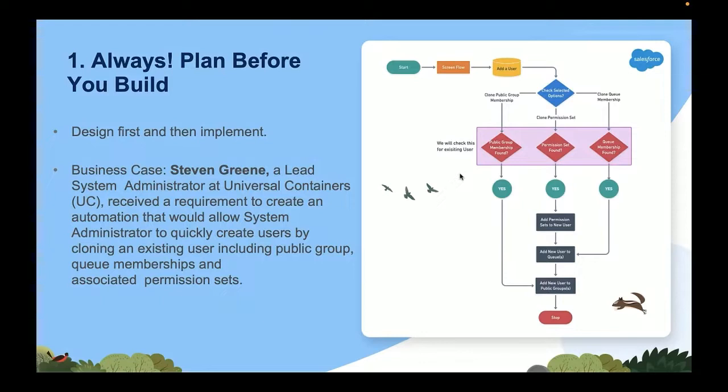Like for example here, Stephen is a system administrator and he has given a requirement to create a wizard which allows other administrators to quickly clone a user with their public groups, queues, and permission sets. Now you can imagine this can save lots of time of an admin when it comes to creating a user. If you see the diagram on the left hand side of the screen, it gives you a high level idea of how team members can implement this using flows and what kind of elements they have to use.